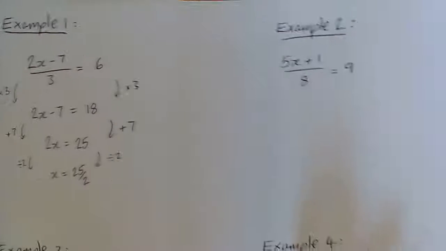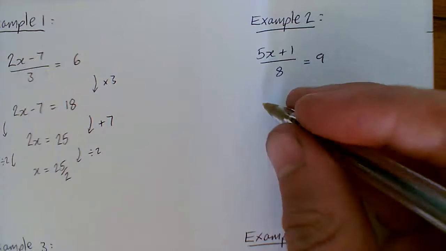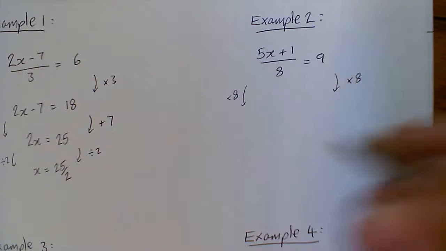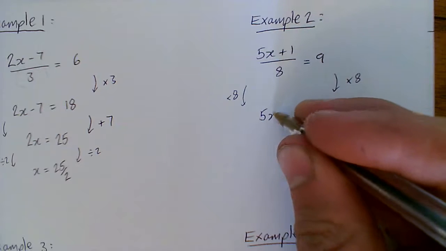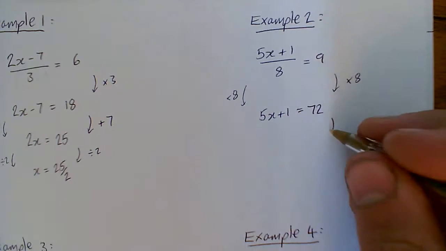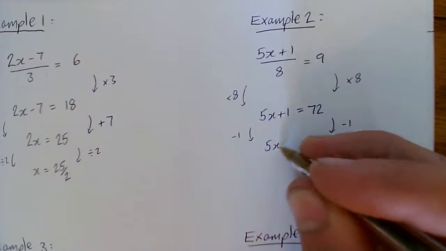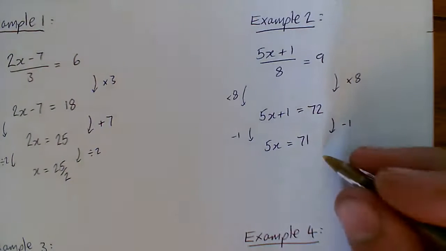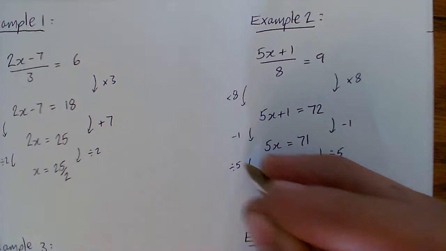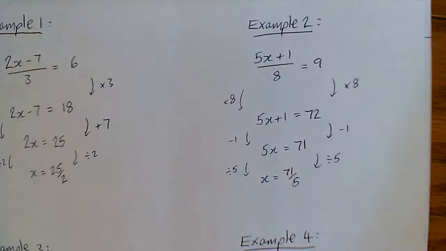So, a similar kind of story on example 2 here. Again, spotting that the whole thing is divided by 8, so we can times both sides by 8. That's going to leave us with 5x plus 1 on this side. 9 times 8 is 72. We've got a plus 1. The opposite is to take away 1. So that leaves me with 5x equals 71. And then we can divide by 5. And again, a bit of a minging fraction, but that's not a problem at all. 71 over 5, and we're there.